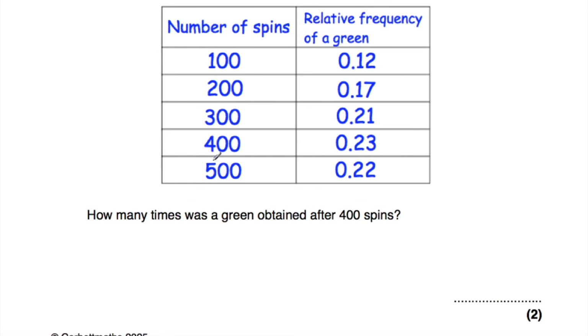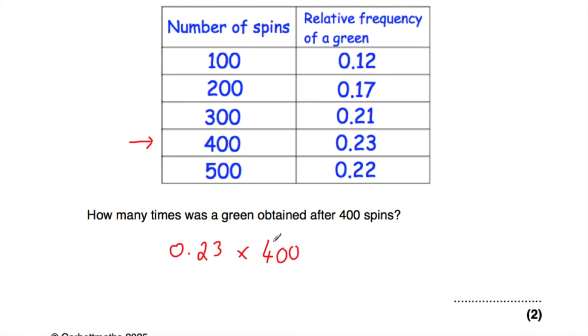So to find out the number of successes, in other words, how many times the spinner lands on green, we just take the relative frequency. That says 400 spins, so we're looking here. We take the relative frequency, which is 0.23, and we multiply that by the number of trials, or in this case, the number of spins. So we just need to do 0.23 times 400.